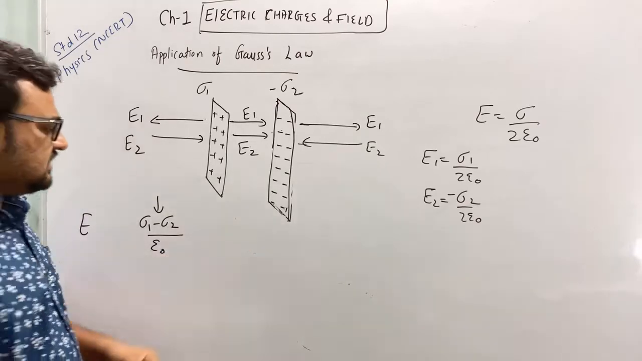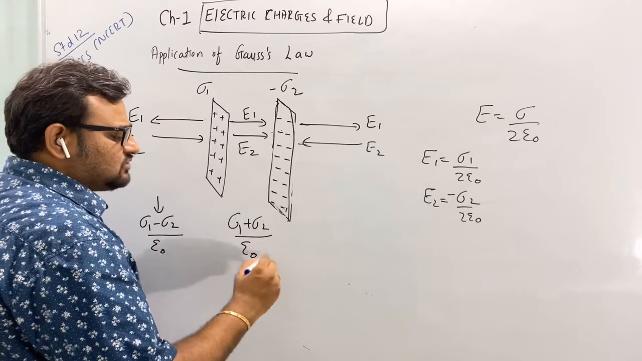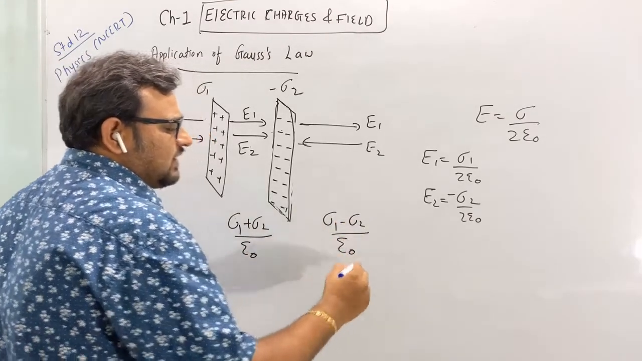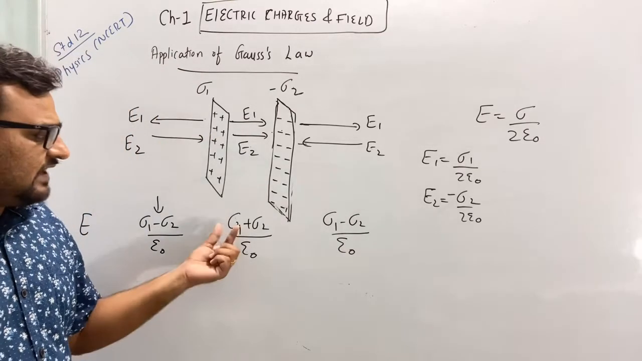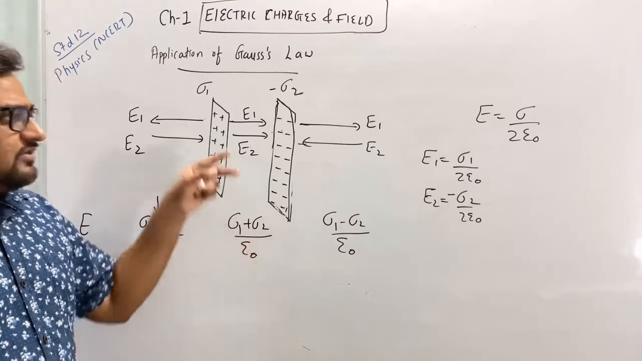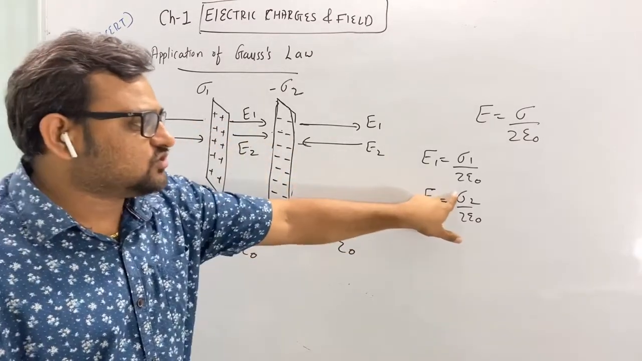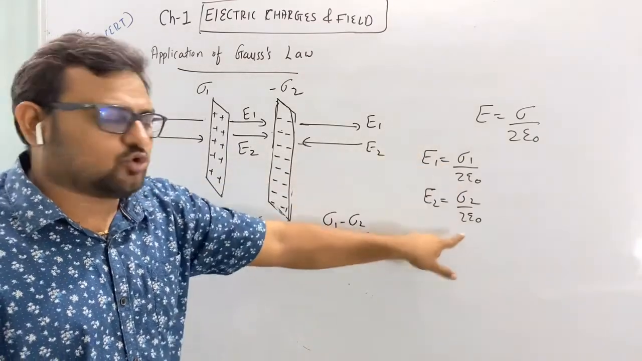Clear? In this case, sigma 1 plus sigma 2 by epsilon 0. And in this case, sigma 1 minus sigma 2 by epsilon 0. Clear? Okay, see here we are only taking magnitude and adding it. The direction is the same. Here a minus sign is there. That means the direction is opposite. So magnitude wise, if I take this, E1 is sigma 1, E2 is sigma 2 by epsilon 0.